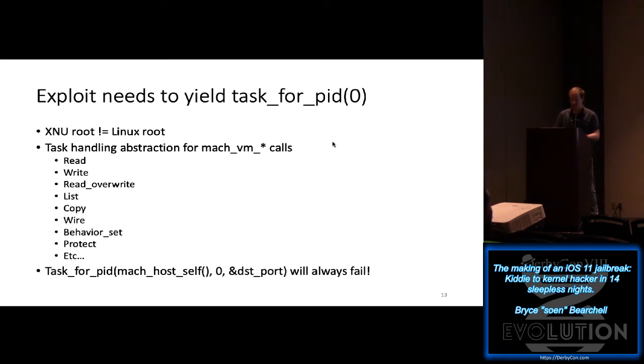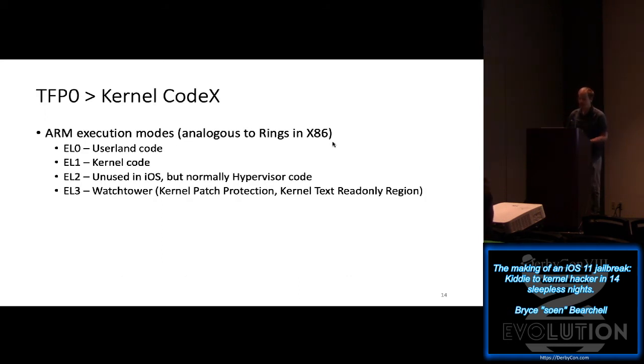But the reason that task for PID in the context of jailbreaking is better than kernel code execution is because of the hardware built-in protections on the device, okay? So in ARM, which all your iPhones are running, you're either running 32-bit or 64-bit, you have 4 execution modes, which are analogous to x86 rings of privilege, right? So everything in user land runs in ring 0. The kernel code runs in exception level 1. They don't really use exception level 2. Well, that's built for hypervisors. I haven't really seen people use EL2, but it'd be interesting to see.